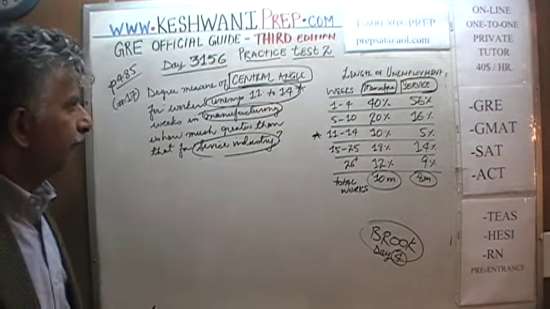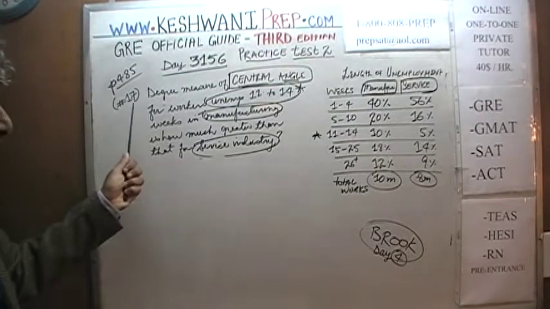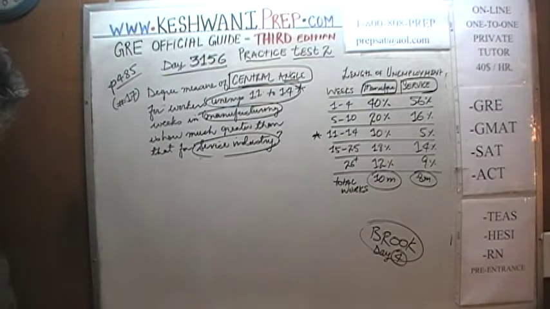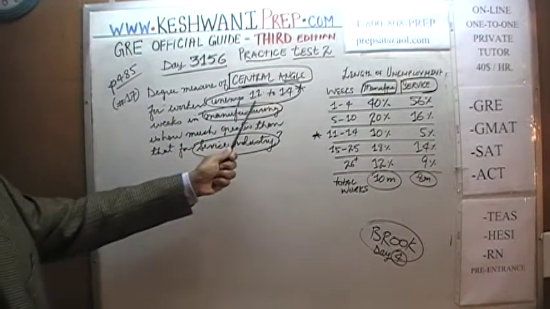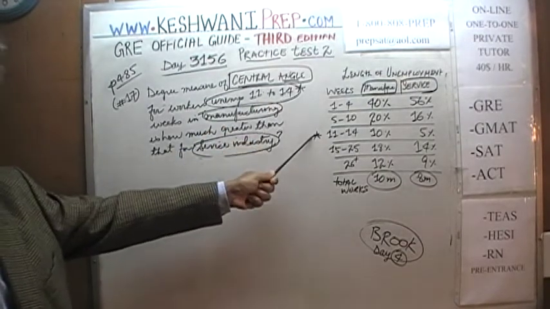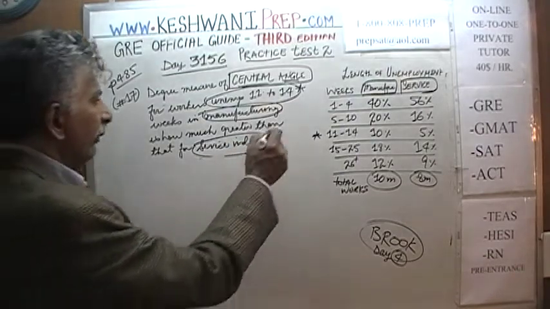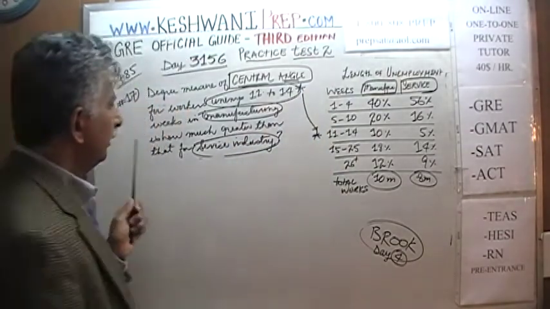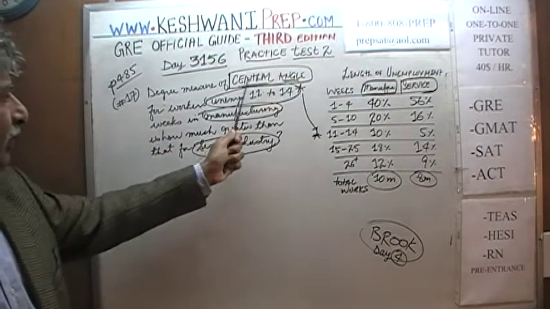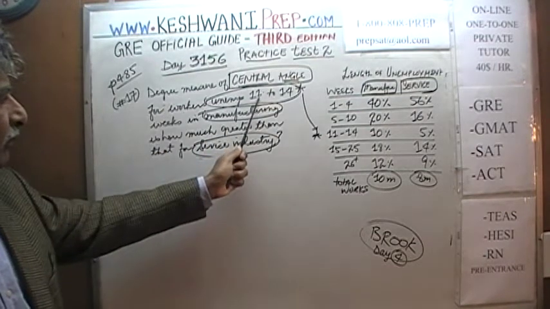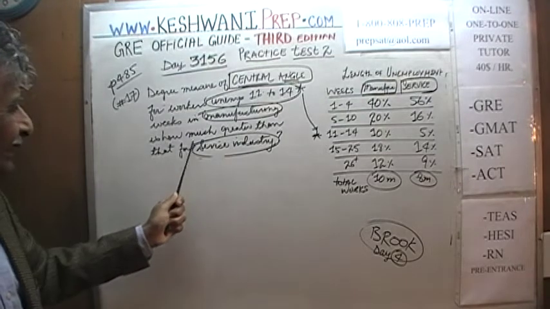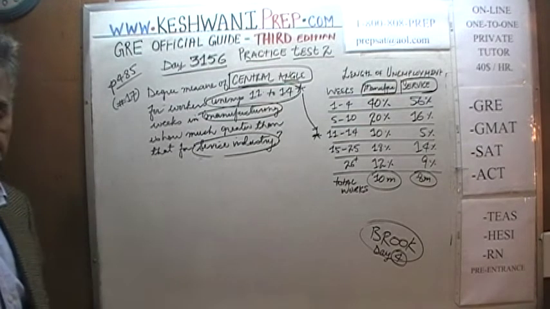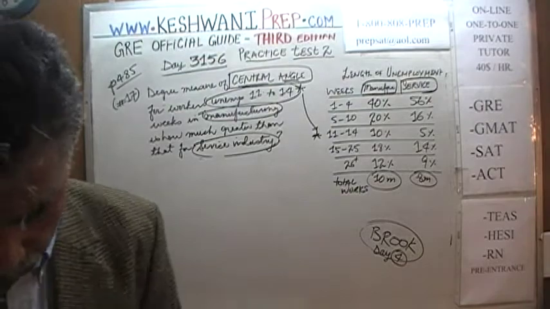Let's look at the first problem. It's number 17. The degree measure of the central angle for workers unemployed for 11 to 14 weeks in manufacturing is how much greater than that of the service industry? So we're comparing manufacturing versus service.